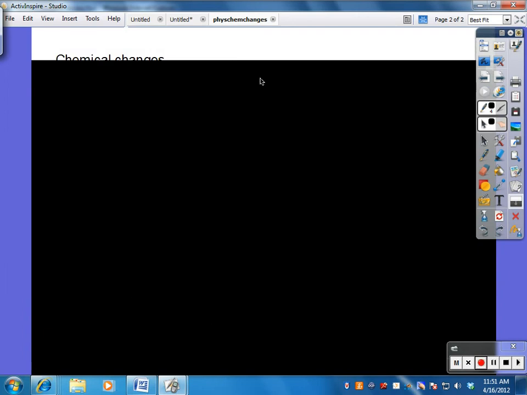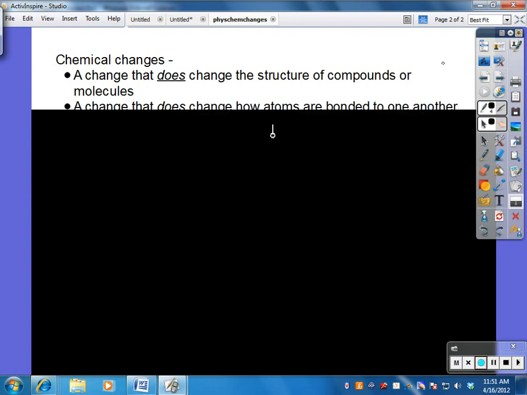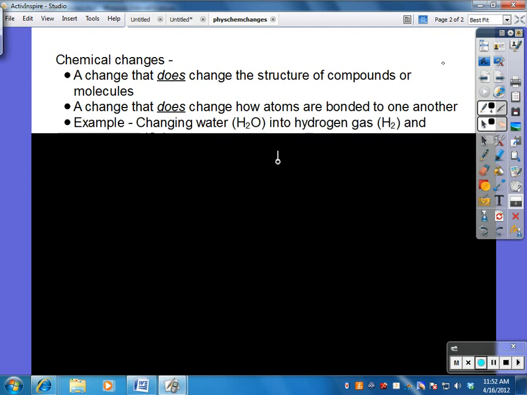So now let's look at a chemical change. A chemical change is a change that does change the structure of compounds or molecules. So it's the reverse of a physical change. Another way of saying that is it's a change that does change how atoms are bonded to one another. So let's look at an example.